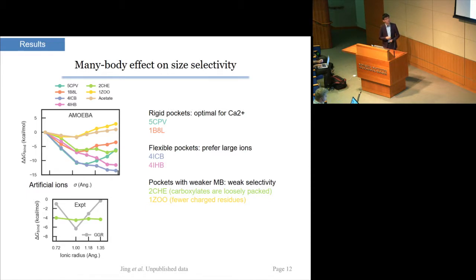And for the pockets with weaker many-body effect, the selectivity is also weaker. And the existence of the minimum in free energy is consistent with the experiment for the EF-hand binding pockets. And so this ion selectivity is a result of a combination of the many-body effect and the geometric constraint of the pocket.